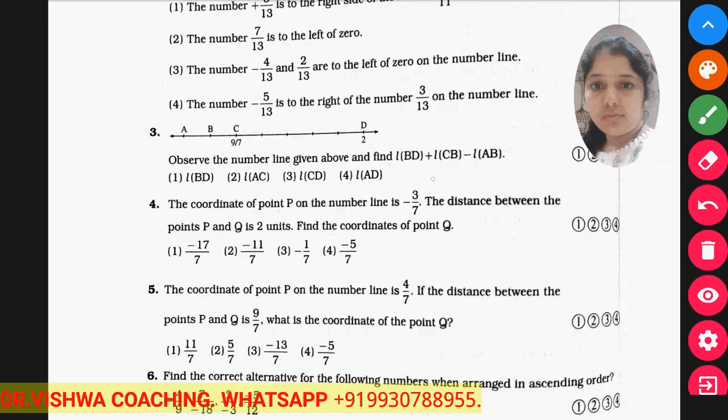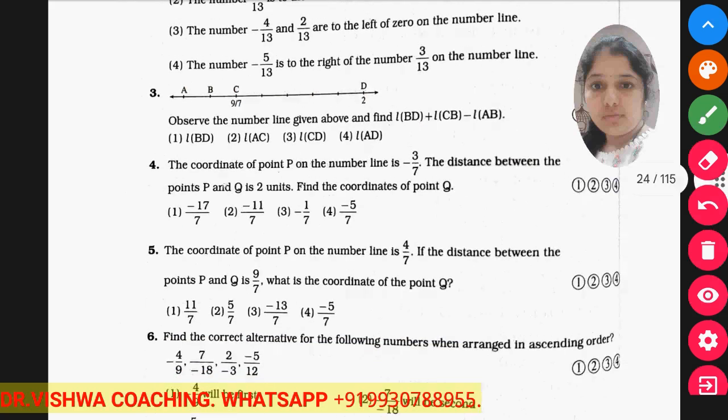Observe the number line. Length of BD, length of CB, minus length of AB. The previous one we had solved, but this is very simple. See, here we don't have to calculate, because length of BD is this much, length of CB is this small portion, and length of AB is again this small portion, which two are equal. Okay, so your answer is length of BD only.